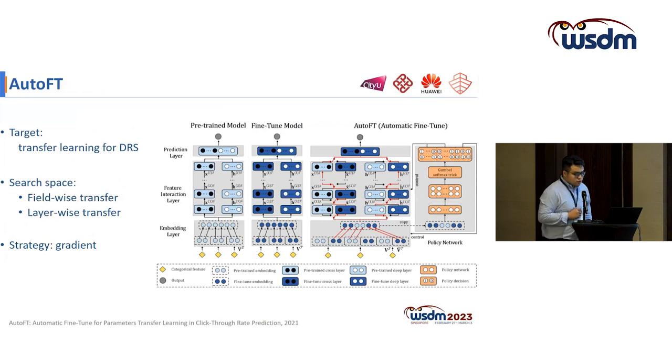And besides the loss function, researchers have also noticed some other parts of model training, such as AutoFT. AutoFT could help to tackle the overfitting problem by deciding whether some parts of the pre-trained model should be frozen in the fine-tuning when transferring the pre-trained model to another application scenario. And AutoFT searches for two parts of parameters: field-wise parameters and layer-wise parameters. The field-wise parameters contain embedding parameters for different features, while the layer-wise parameters include all other parameters for model prediction.